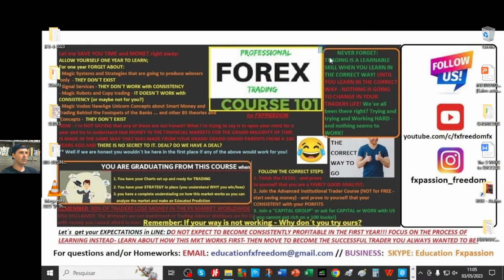Everybody, never forget trading is a learnable skill. When you learn in the correct way, you are going to graduate from this course when, number 1, you have your chart set up and ready for trading. Number 2, you have your strategy in place. And number 3, you have a complete understanding of how this market works so you can make an educated prediction: long or short for the week?